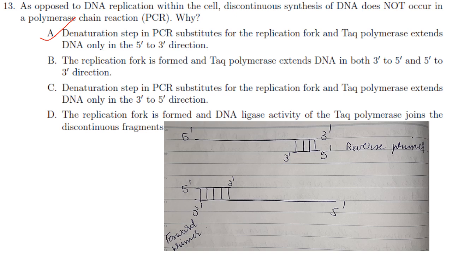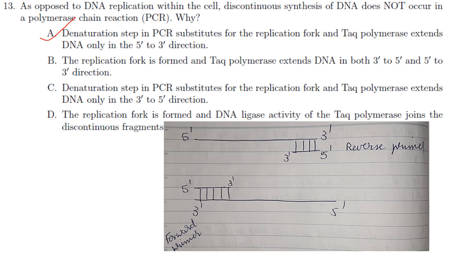Here they have asked, as opposed to DNA replication within the cell, discontinuous synthesis of DNA does not occur in a polymerase chain reaction. Why? Why is there no discontinuous synthesis of DNA in a PCR? I already told you that in normal replication, discontinuous synthesis takes place in the form of Okazaki fragments. But in PCR, no Okazaki fragments are formed. Why?